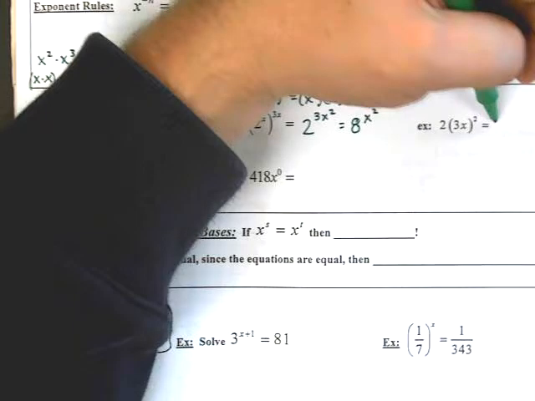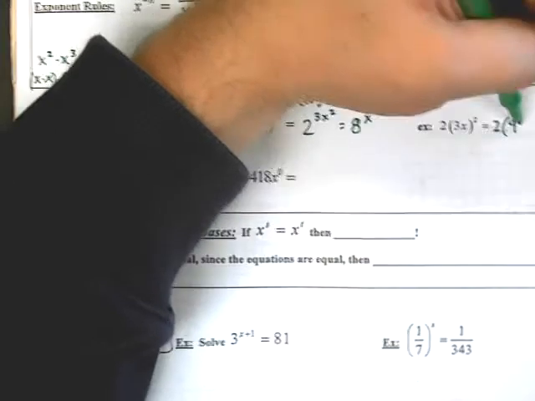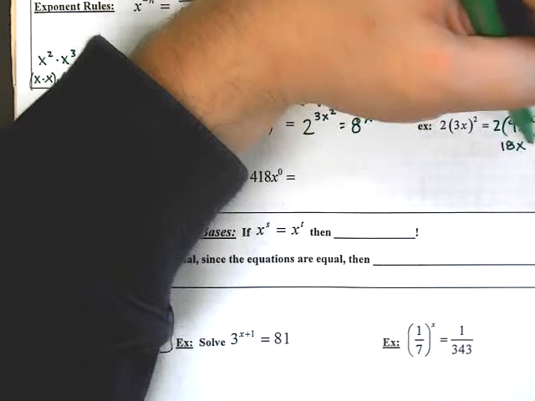Which means I'm going to leave this 2 out, and I have 3 squared. Okay, 9 x squared is x squared, and then I would finish this up by saying 18x squared.